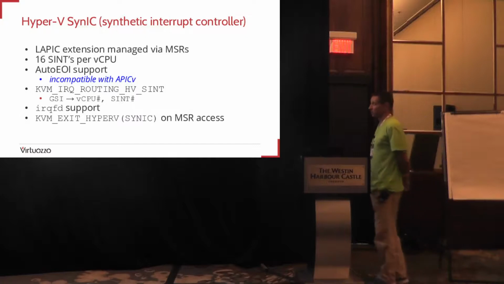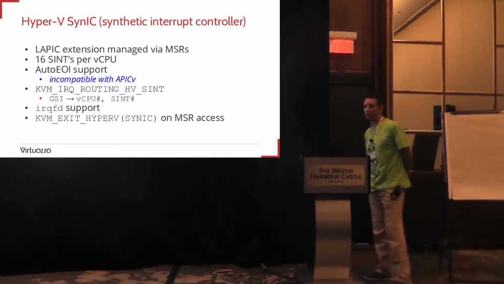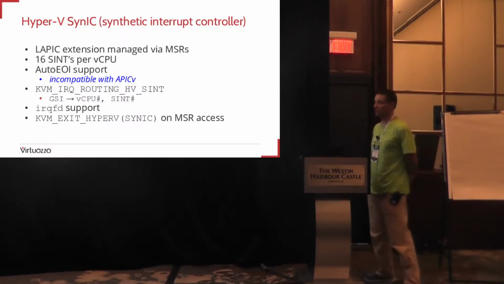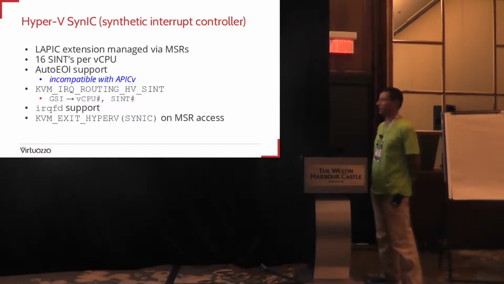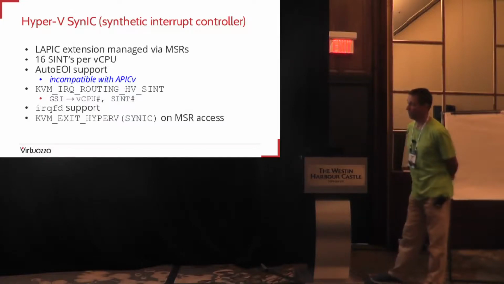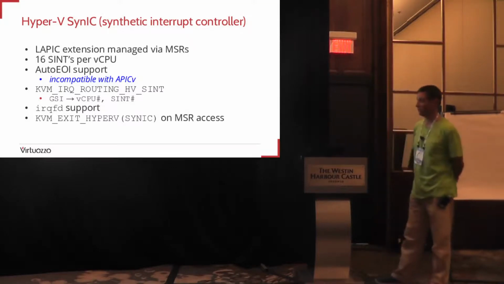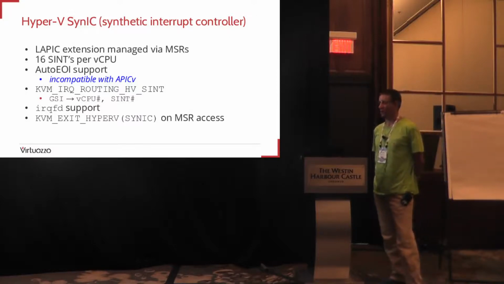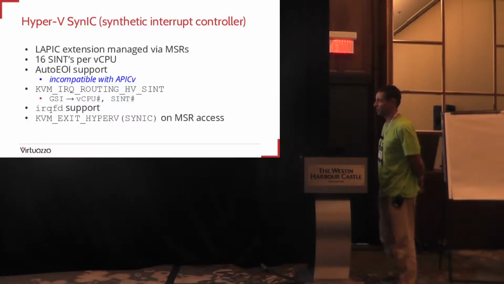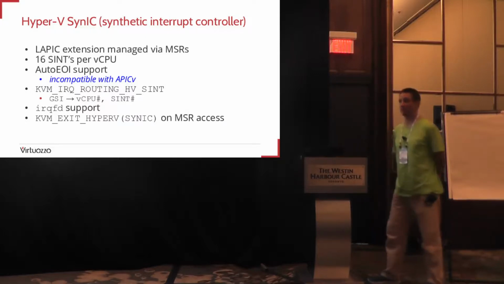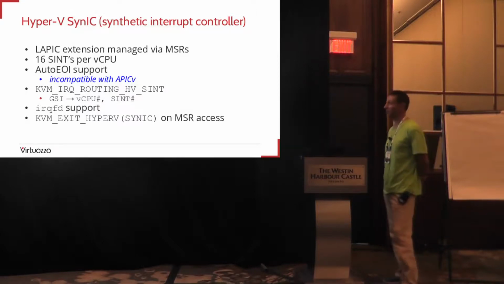One of the important features of this controller is that it allows auto EOI semantics. That is, the driver can set up the interrupt to not require any acknowledgement. So once it is delivered, it is assumed to be acknowledged. And this makes things incompatible with the hardware virtualization of APIC. This is exactly where the problem was when I was talking about the introduced CVE.